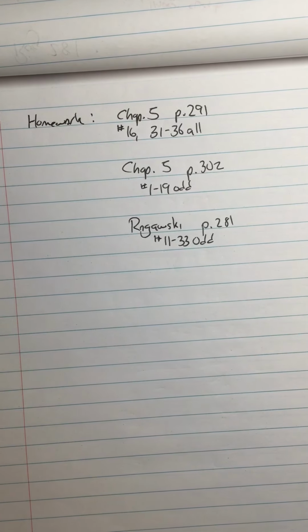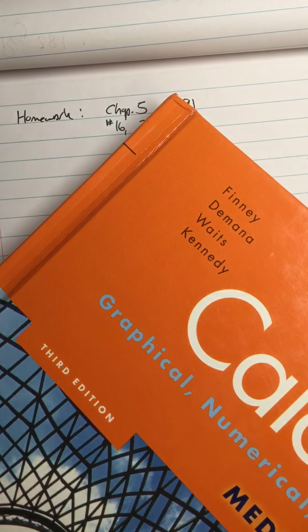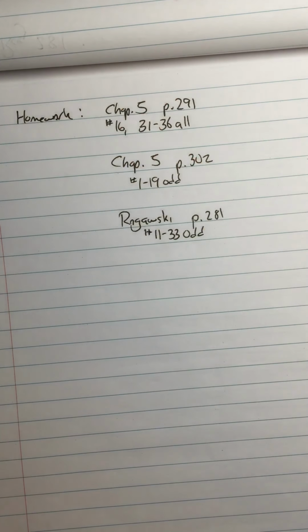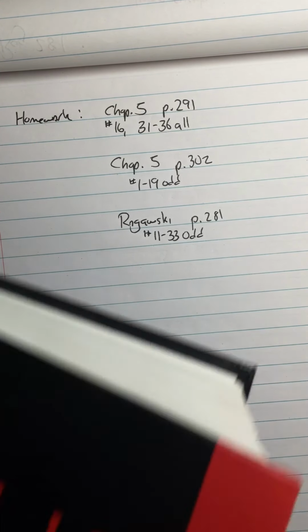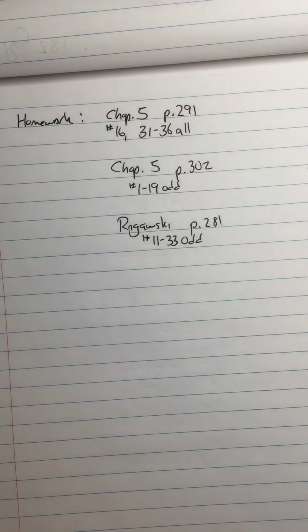I never refer to the name of the author of the Orange book because there's 4 of them. And I don't really want to say Finney, Demana, Waits, and Kennedy every time. All right, but so call that one the Orange book. And then we have Rogawski, page 281, which I call Rogawski, even though I always completely forget about Cannon. Cannon's in there too. Rogawski and Cannon.